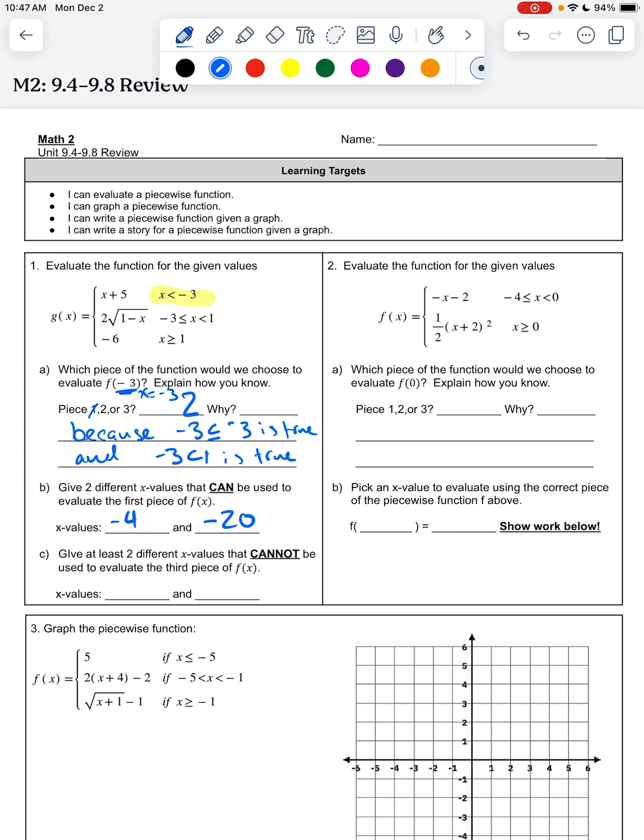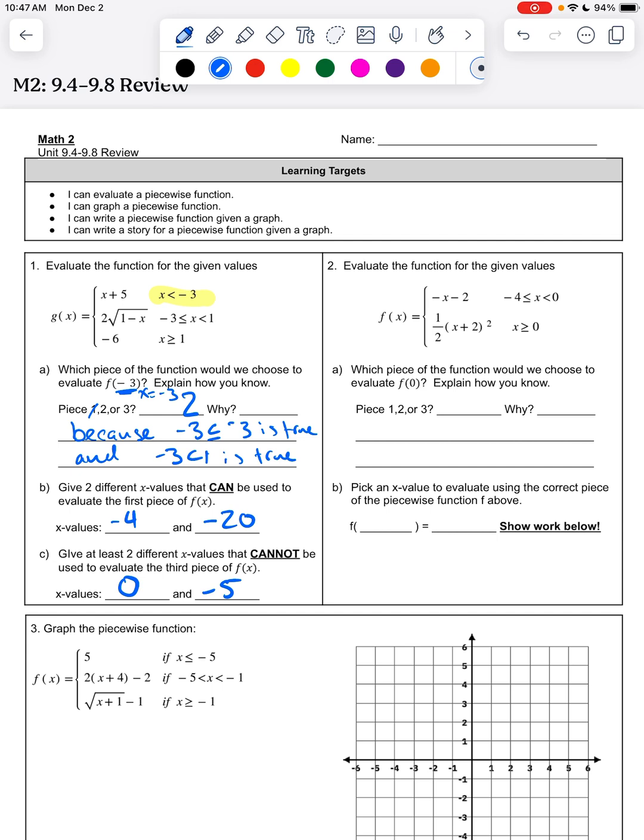All right, and then the last part here says, for C, what values cannot be used to evaluate the third piece. Basically, I'm saying, what does not fit here? What is not greater than or equal to 1? Well, those are things that would fit in other pieces or not fit anywhere in the domain at all. So 0 would not fit in that third piece because 0 is not greater than or equal to 1. Negative 5 is another example of something we cannot put in that third piece and have it work.